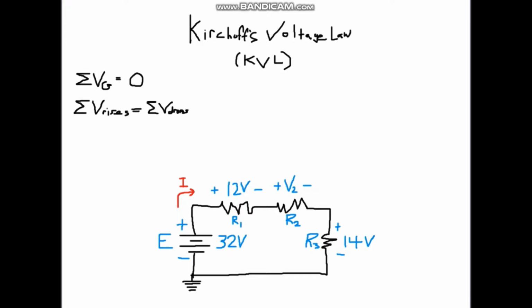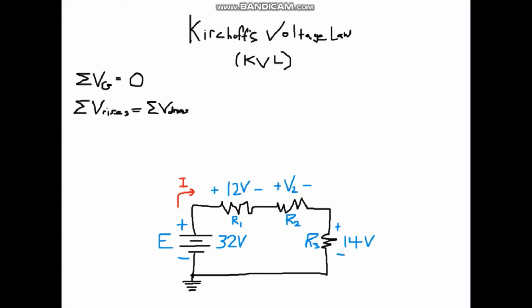So we start at ground, we're going to go up 32 volts across the voltage source. We're going to go down 12 volts across resistor 1 because we're going from high to low. Then we're going to go down some voltage drop across resistor 2 that we're going to solve for. And then we go down 14 volts across resistor 3, and then we're back to ground.